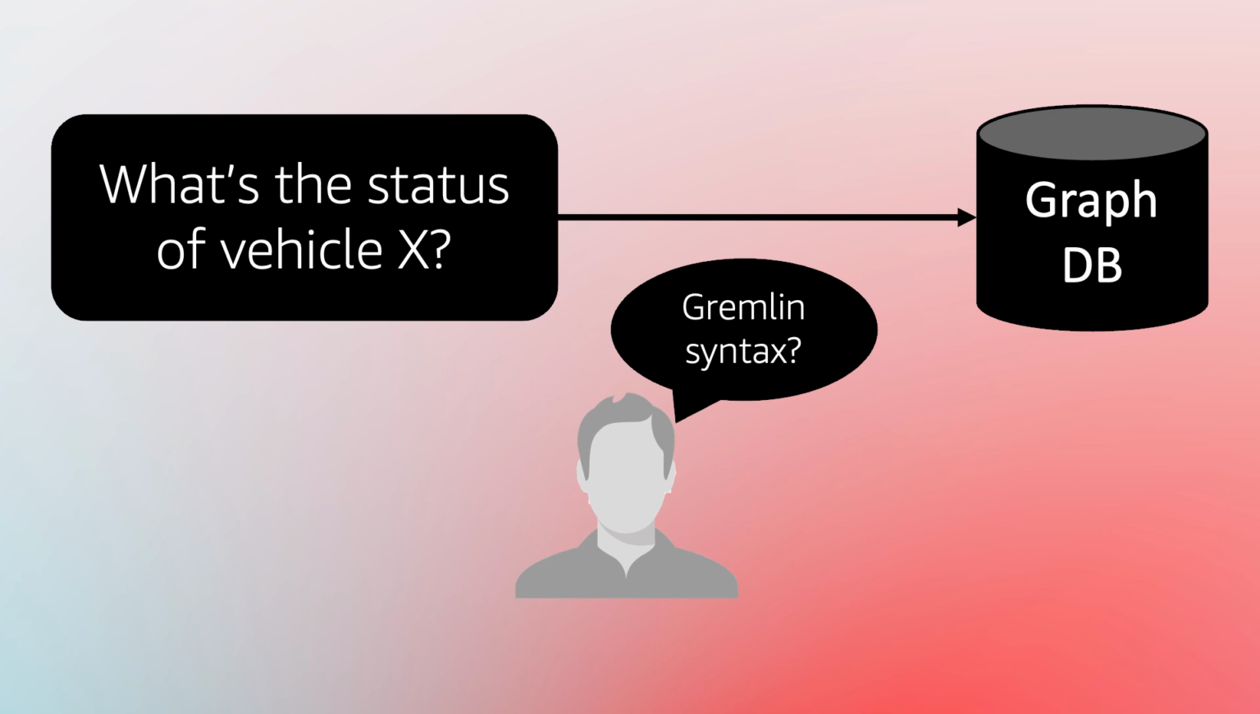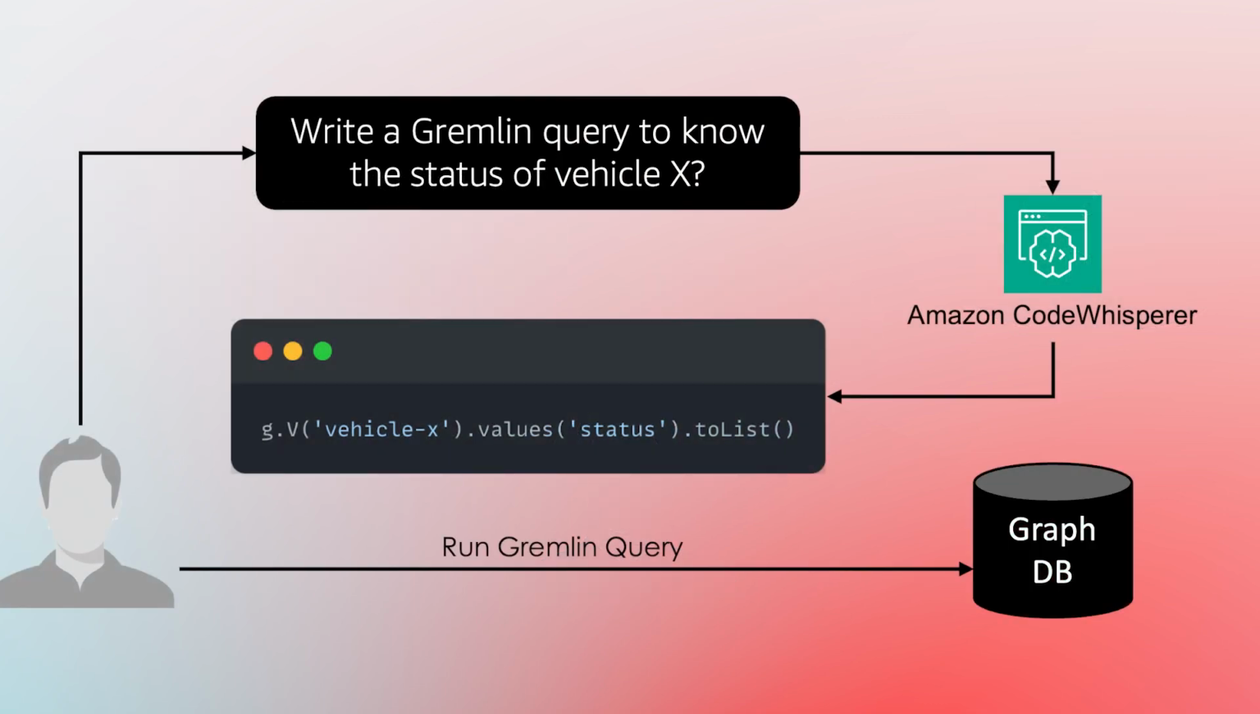Imagine you don't have a lot of experience writing code in a specific programming language, such as Apache Gremlin to query graph databases. Well, Amazon Code Whisperer can generate code suggestions using GenAI, potentially saving you a lot of time.